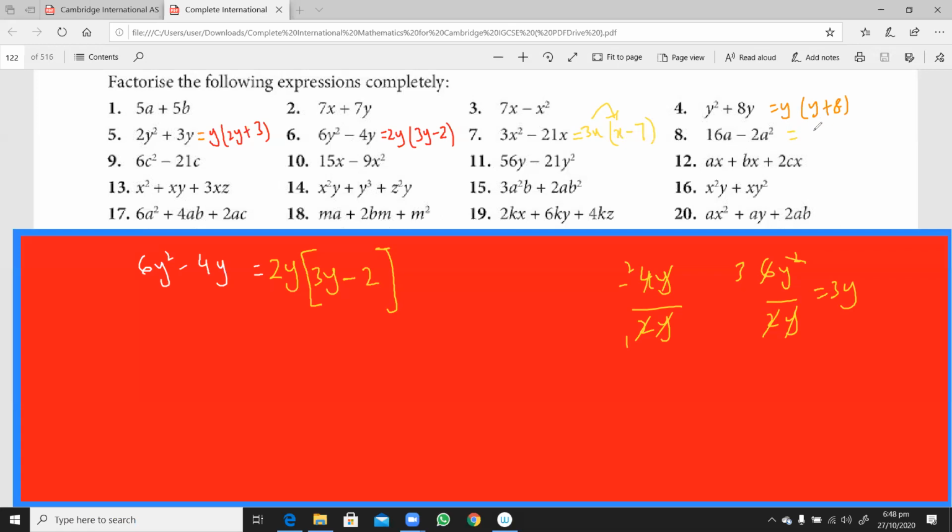2a into 8 minus a. 2 eights are 16. 2a into 8 minus a, okay?